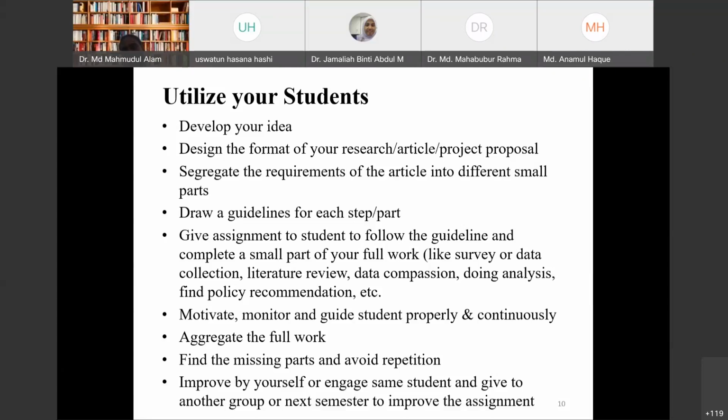Utilize your students. You have lots of students, so utilize them. Think about how to utilize them. If you don't know how, we can still consult more. How can we utilize our students? And this is very helpful for them.